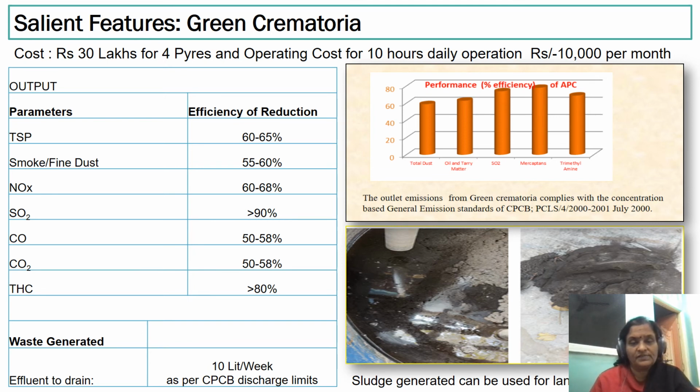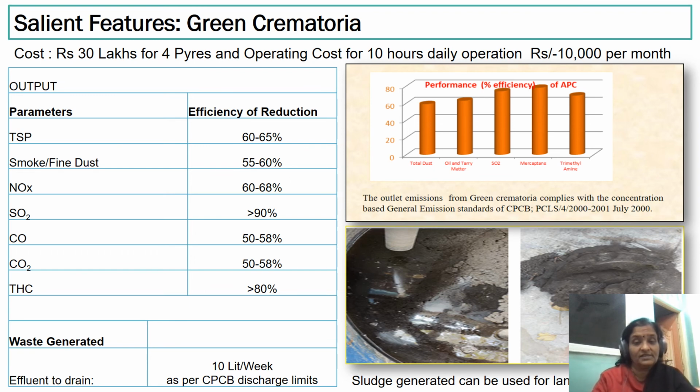As for performance, for TSP we can have more than 60 to 65%, and for other gases and organic gases also it is more than 60%. The outlet emissions from the Green Crematoria comply with the concentration based general standards of CPCB. This is the slurry or sludge generated, coming out from the scrubber.